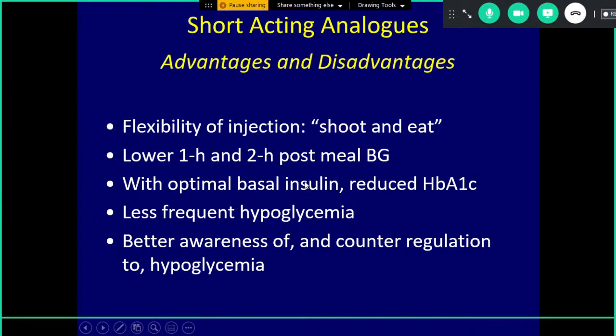With optimal additional basal insulin, right? So you must combine a basal insulin with your multiple shots of short-acting analogs. You can actually get a lower A1C, and the likelihood of hypoglycemia is considered to be less.